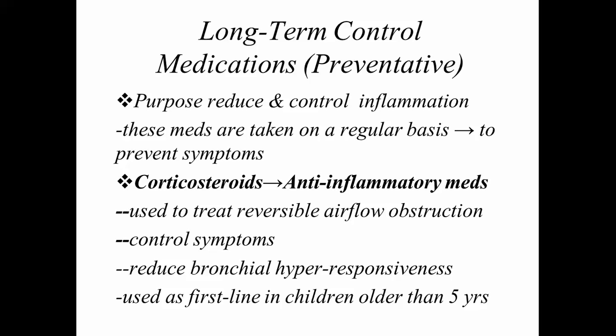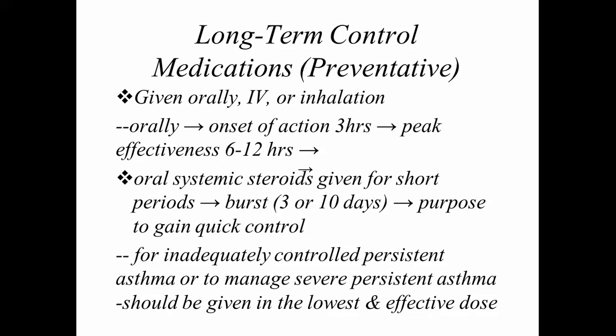So corticosteroids are anti-inflammatory meds, and they're used to treat reversible airflow obstruction. They're used to control the symptoms, and they reduce the bronchial hyperresponsiveness of the airways because it's really the inflammation that contributes to the hyperresponsiveness. So corticosteroids are used as first line meds in children older than 5 years of age. They are given orally, IV, or by inhalation.